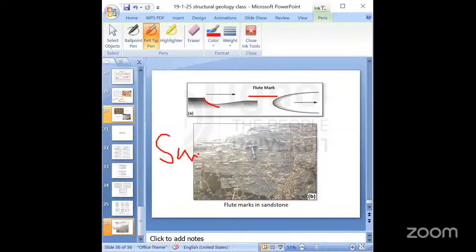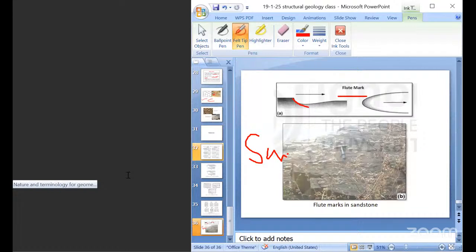The rounded part of this flute is at the up-current end. So these are flute marks, which are sole structures.